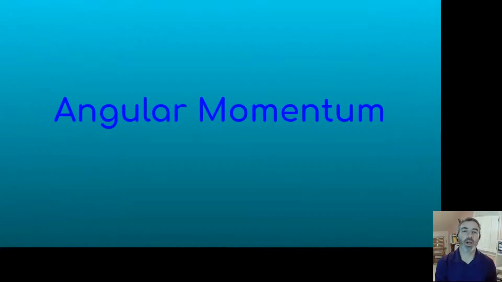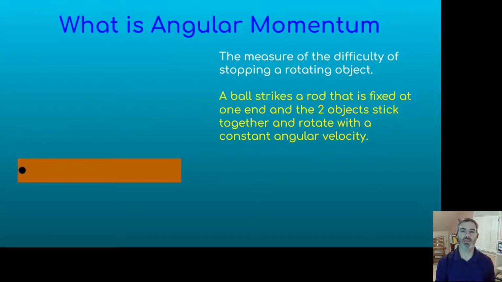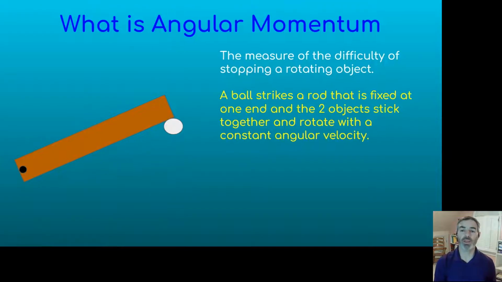In this video, we're going to talk about angular momentum. So what is angular momentum? Well, like linear momentum, angular momentum is the difficulty in stopping a rotating object. So for example, if we have a ball hitting a rod, causing it to rotate, they both stick together and rotate with the same constant angular velocity. And what we're going to do is derive an expression for the angular momentum of the ball as it hits the outermost edge of that rotating rod.